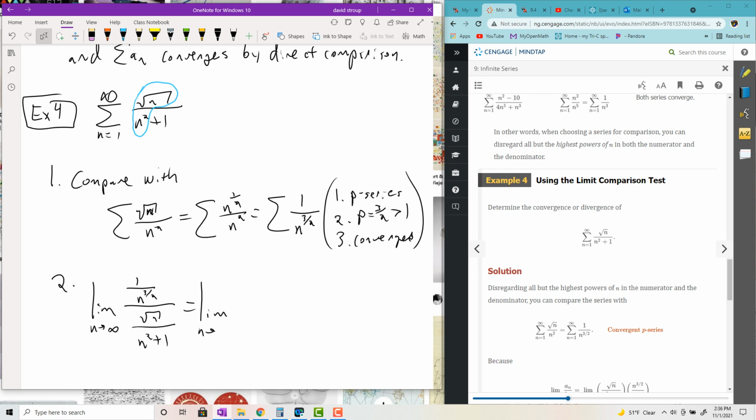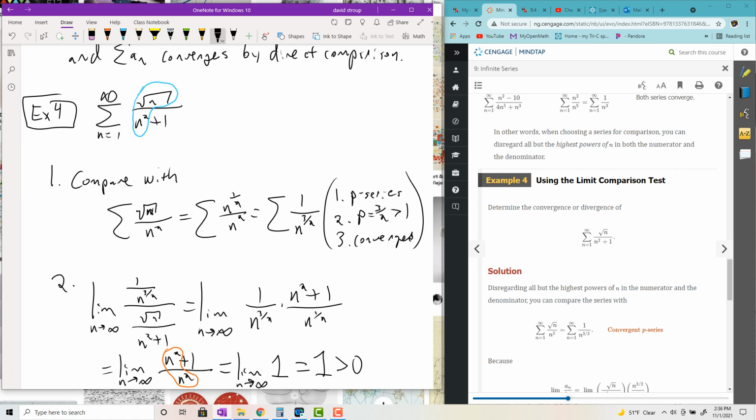So take the reciprocals, you get 1 all over n to the 3/2 times n squared plus 1 all over n to the 1/2, basically. That will equal the limit as n goes to infinity of n squared plus 1 all over n to the 3/2 plus 1/2, which is 4/2, which is 2, so n squared. And if you remember our shortcut for evaluating these ratios of polynomials, you could just look at the high degree terms, and basically the limit of n squared over n squared is just the limit of 1, which will equal 1, which is greater than 0 and finite.